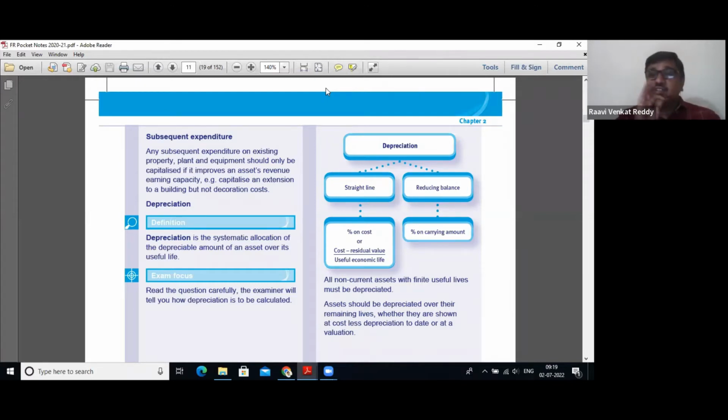And once the useful life of the asset is changed, the new life of the asset is applicable from the current year only. You should not make any adjustments to the previous years. Let me give a best example so that you can understand. Let me open my Excel sheet.